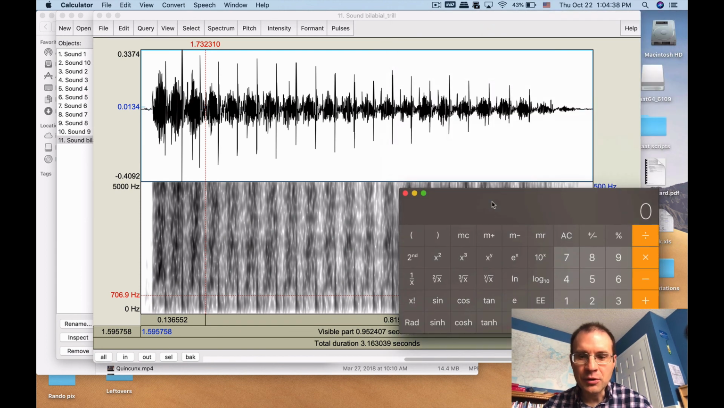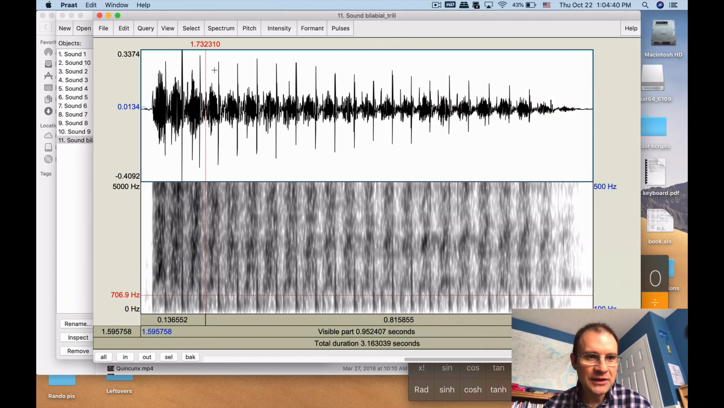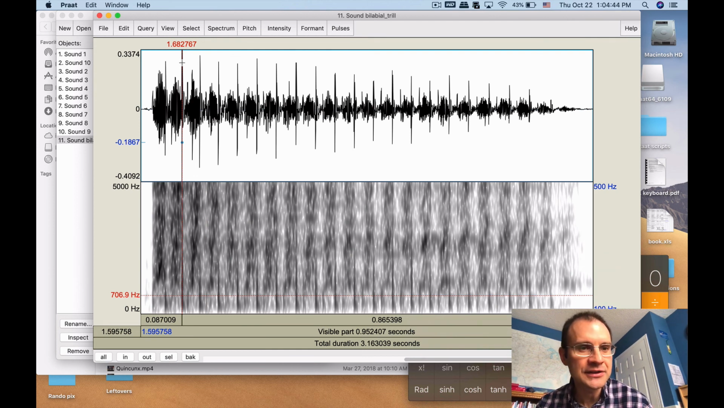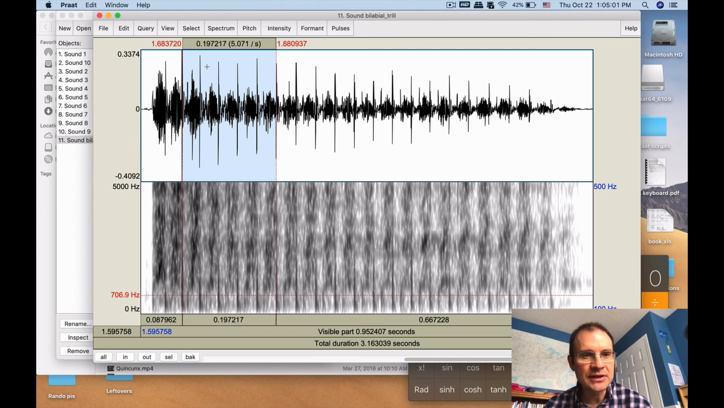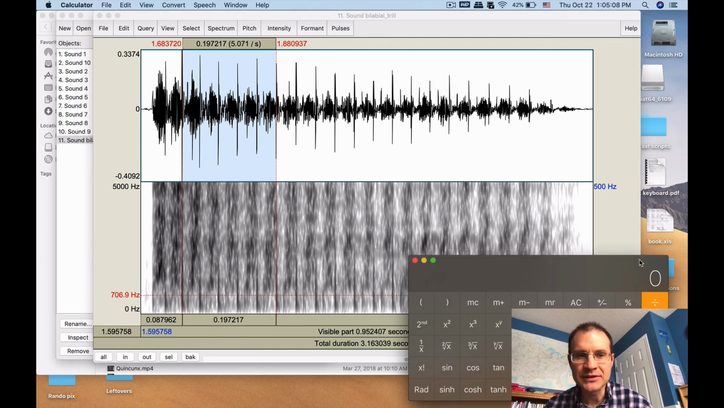So I'm going to record 5 cycles of this. We can see how long the cycle of trilling takes by measuring the amount of time between lip openings. I'll start here and say this is the completion of one cycle to the next big pop, the second cycle, the third cycle, the fourth cycle, the fifth cycle. So it takes us this long to get through 5 repetitions. It's about 0.197 seconds to do 5 repetitions.